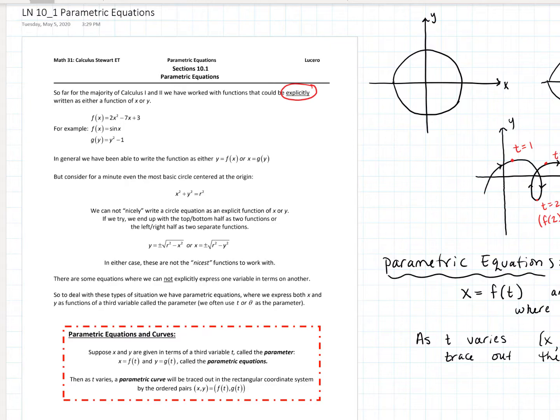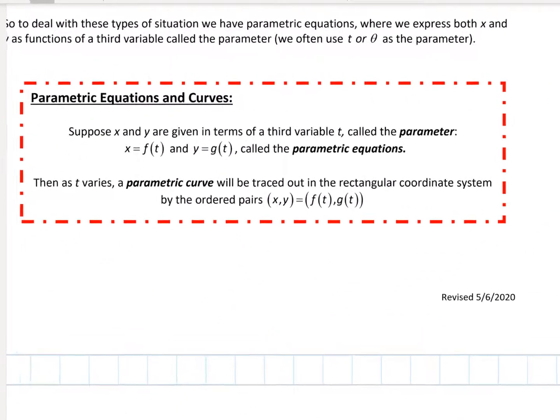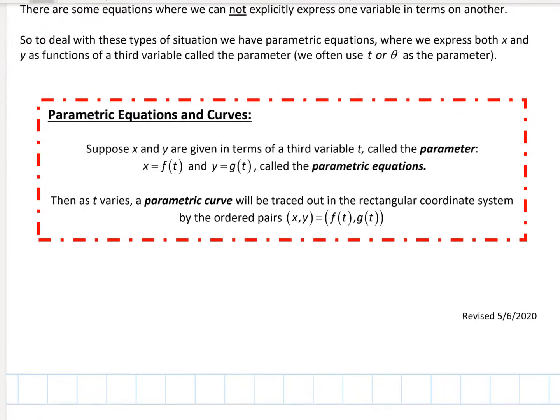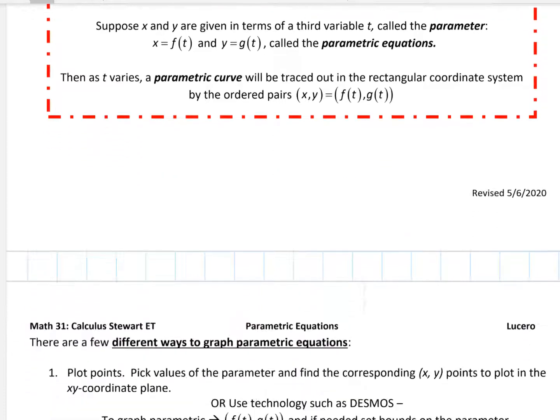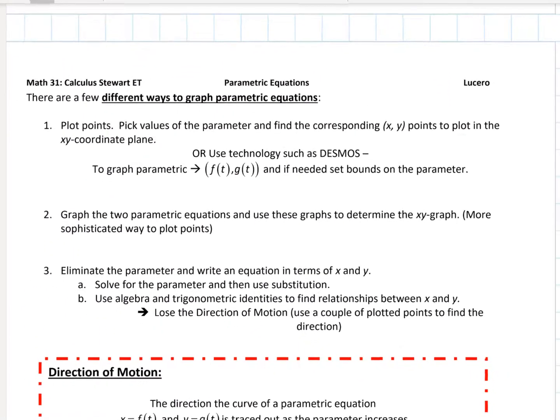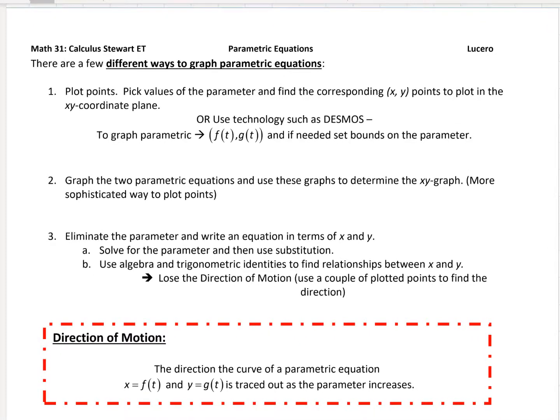And so here is the official definition. I'll just capture it on the screen again. Suppose x and y are given in terms of a third variable we call the parameter, and then the ordered pairs trace out the curve. All right, so I want to do a brief overview here of how we actually graph parametric curves, and then spend the majority of the time in this video actually graphing a couple. And so we basically have three ways to graph parametric curves.